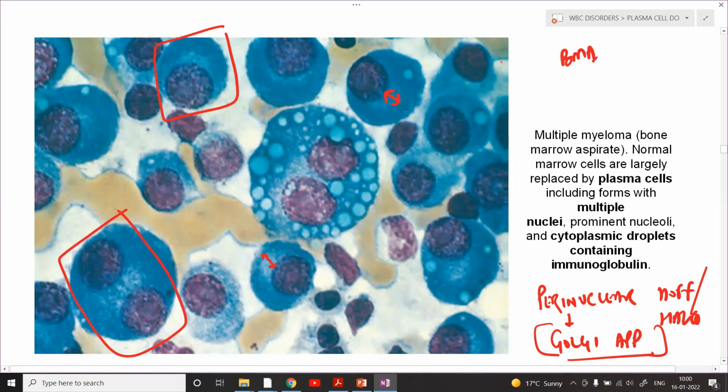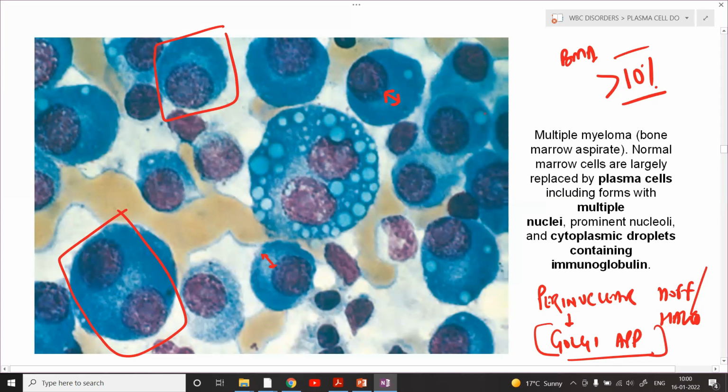And over here, clearly from this picture, we can also say that the percentage of plasma cells is more than 10% over here. Yes or no? So this was the first criterion for the diagnosis of plasma cell myeloma, as we can appreciate. Now we can see that there are certain multinucleated bizarre forms.